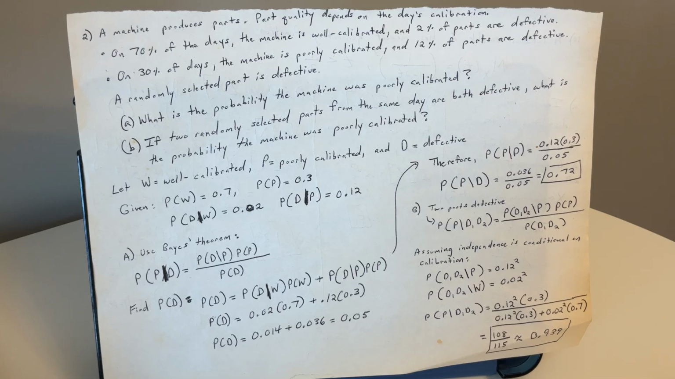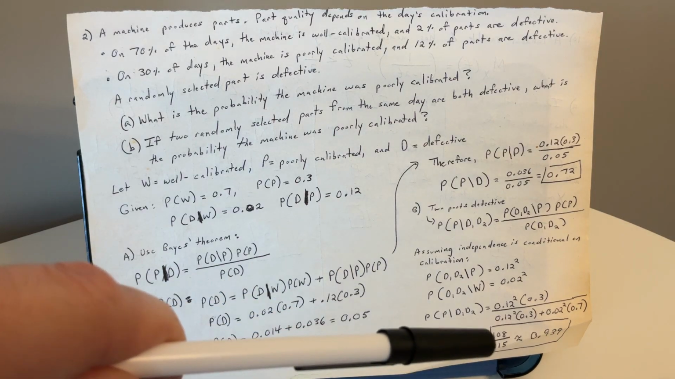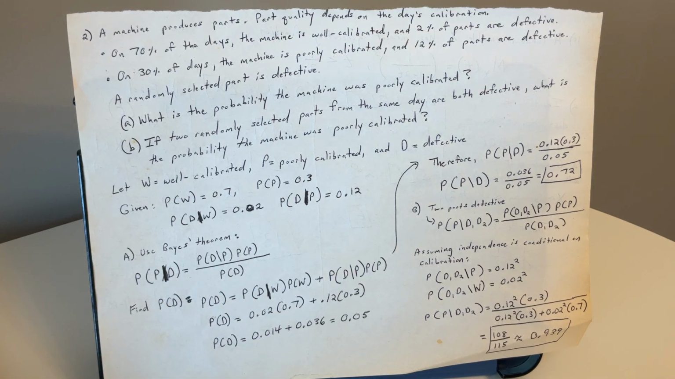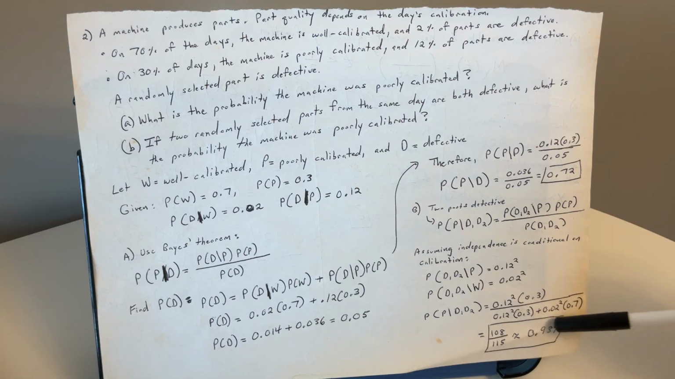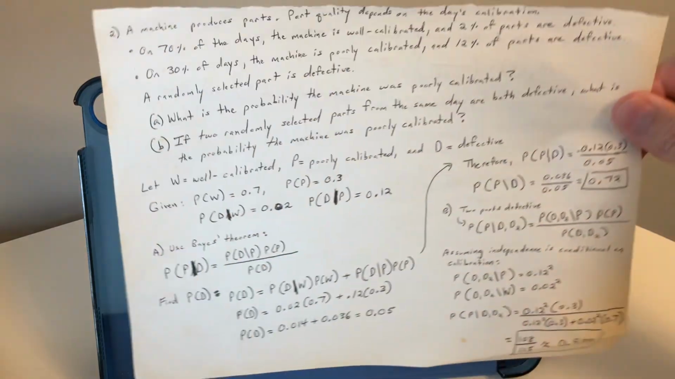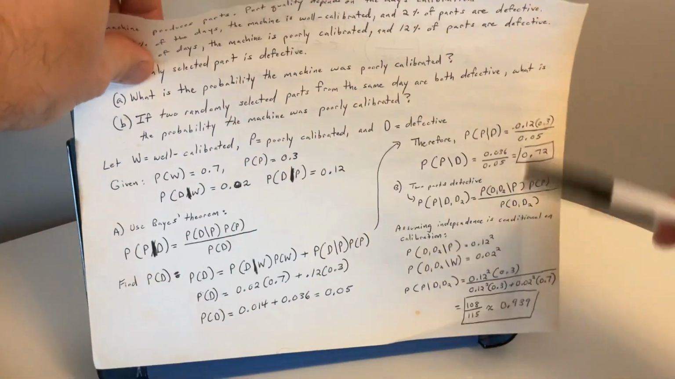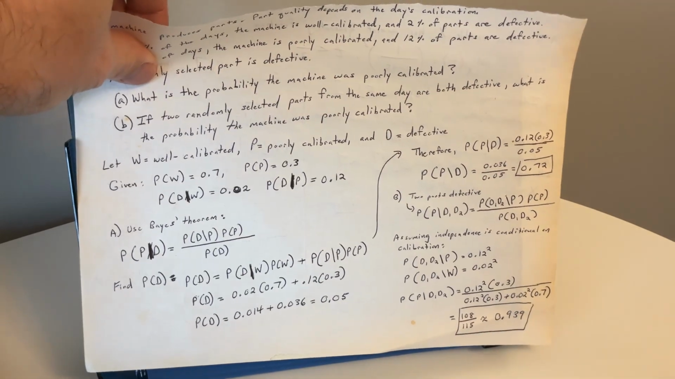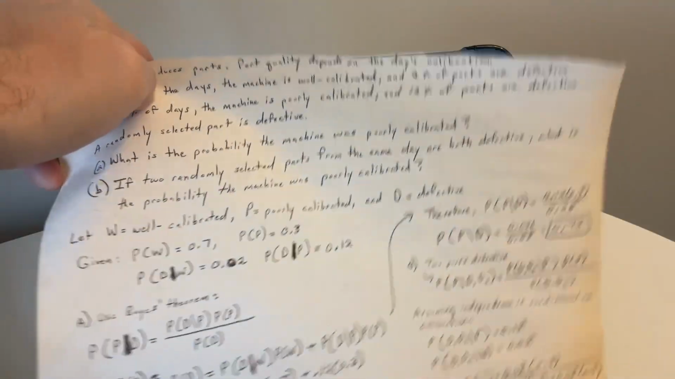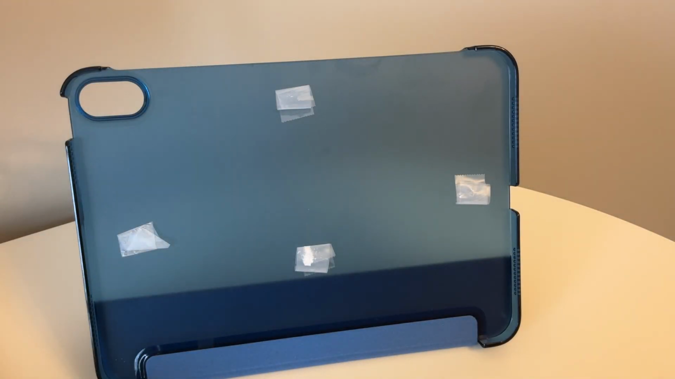0.12 squared times 0.3 plus 0.02 squared times 0.7, which is going to give you 108 over 115. We could reduce that, write that as a fraction, or as 0.939. That's all for this one, number 2. So moving along.